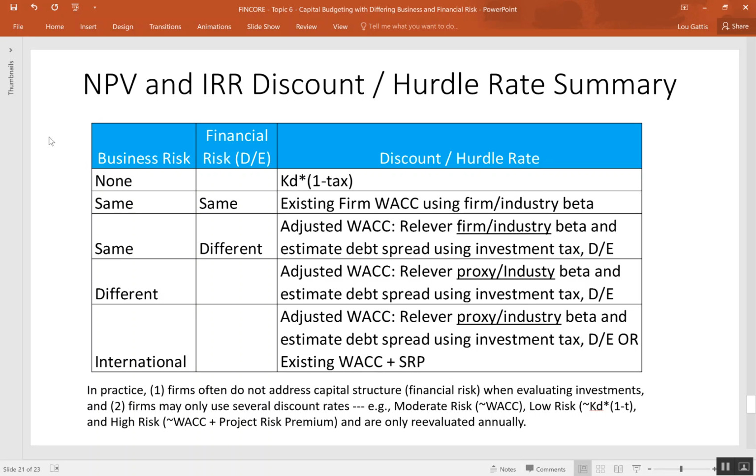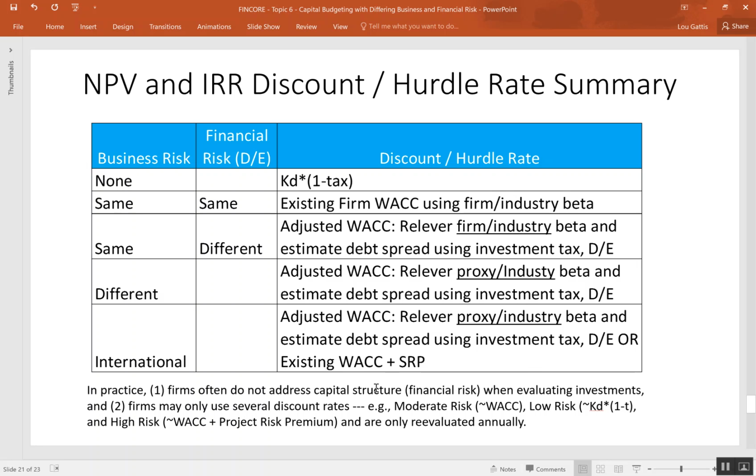All right, so this is how you can think about what discount rate you should use for an investment. Now, in practice, firms often do not change their capital structure for a different project, right? They don't want to change everything, so you might look at an investment, but generally firms may hold the capital structure constant.